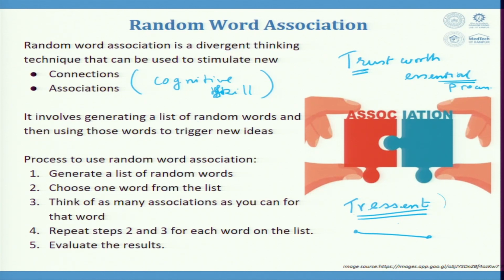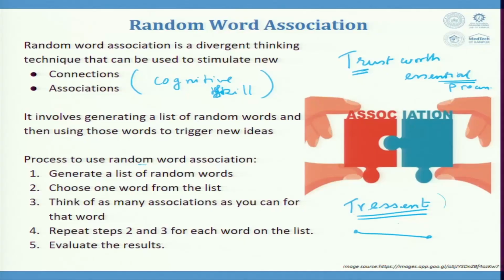The process to use random word association is to generate a list of random words. For example, beautiful, attractive, elegant, cheap, economical. There can be the same word, but you are just writing down all the keywords. Then cost effective, color distinction, unique, breakable. All these things are words, adjectives, which you keep putting. So, generate a list of random words which are closely associated with the problem statement, right. Then choose one word from the list. In the list of 50, you pick one word out.